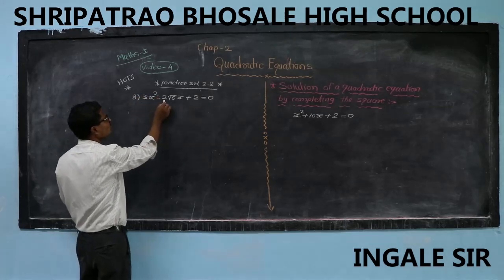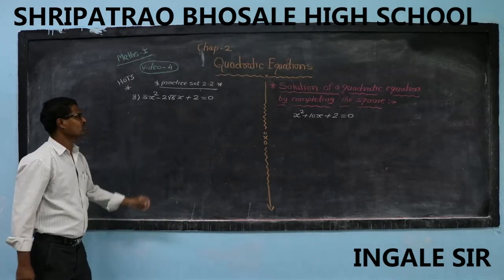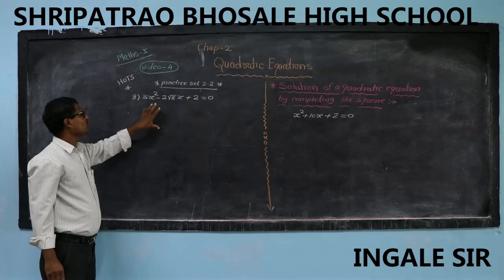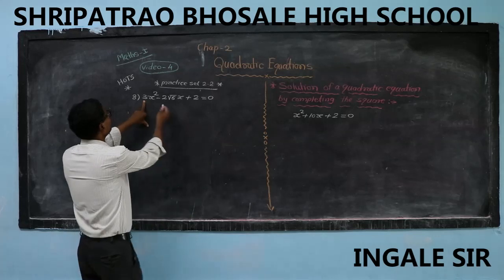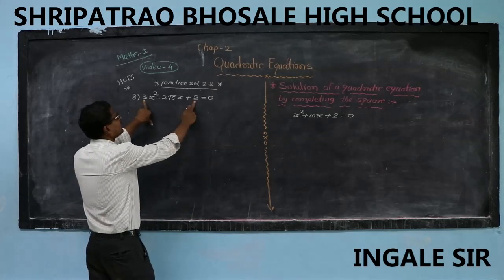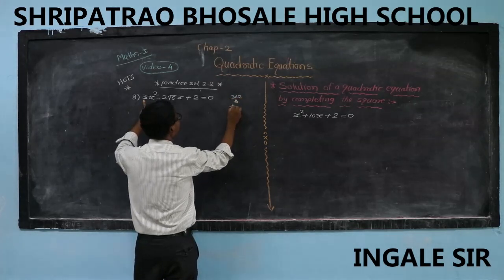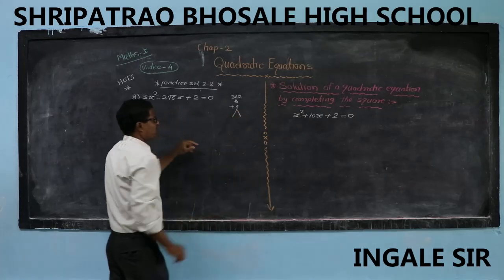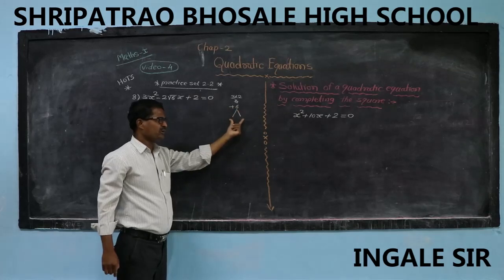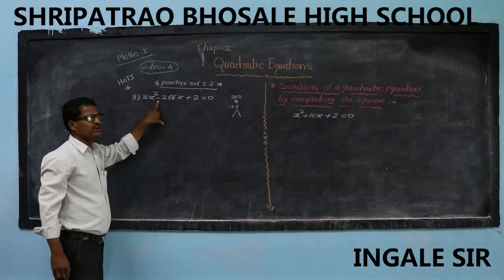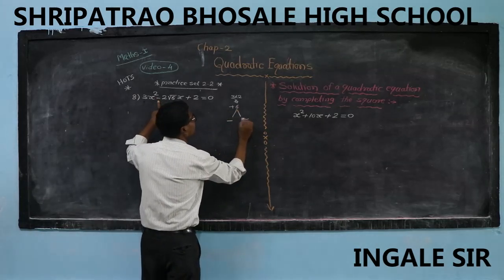3x square minus 2 root 6 x plus 2 is equal to 0. In this example, we have to find the roots by the factorization method. Now we take the product of the constant term and the quadratic coefficient, 3 into 2, that is plus 6. The product is plus 6, so both factors of 6 are positive or negative, depending upon the middle term. The middle term is negative, so both the factors are negative.